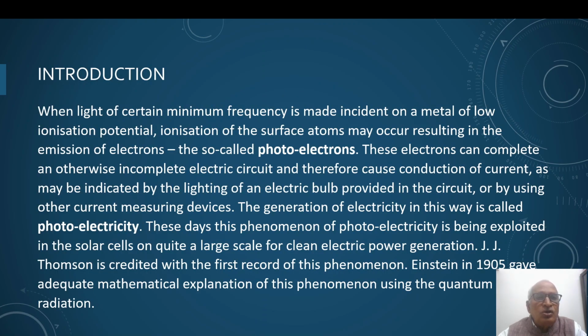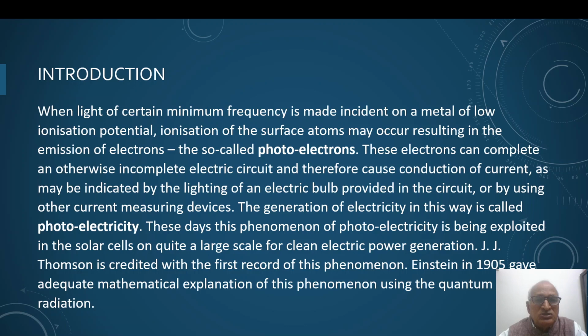Introduction. When light of a certain minimum frequency is made incident on a metal of low ionization potential, ionization of the surface atoms may occur, resulting in the emission of electrons, the so-called photoelectrons. These electrons can complete an otherwise incomplete electric circuit and therefore cause conduction of current, as may be indicated by the lighting of an electric bulb provided in the circuit or by using other current measuring devices. The generation of electricity in this way is called photoelectricity.